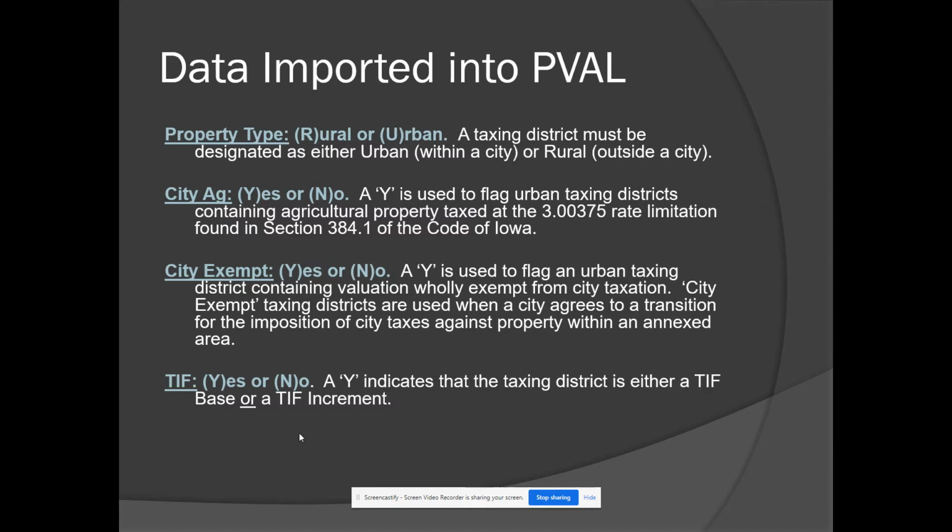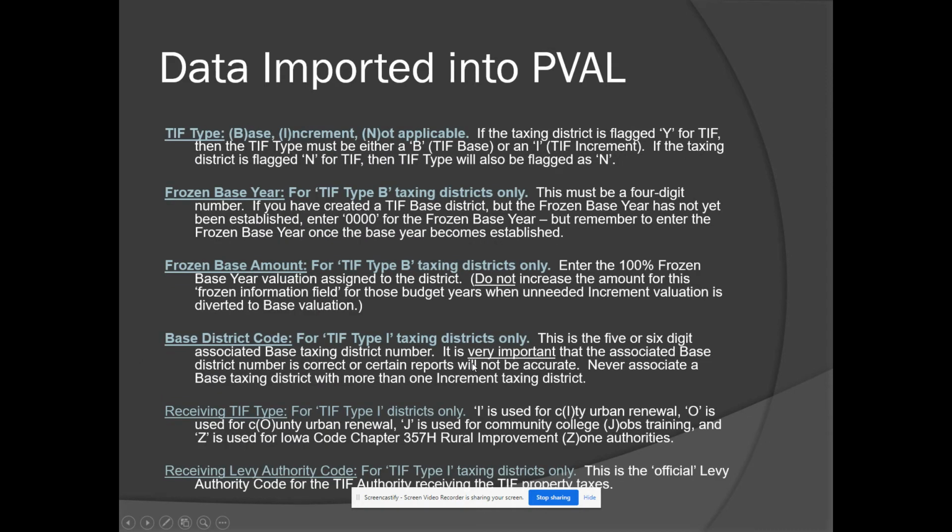You're going to report city exempt, yes or no. A city exempt tax district is when the city agrees to a transition for the imposition of city taxes against property within an annexed area. So you very well may not have any of these, but occasionally you will, and it's just something to be aware of. TIF, yes or no, and if it's a yes, then it's going to be either a base or an increment. So if the TIF is flagged as a no, then the TIF type is also no. But if the TIF is yes, then it's either a base or an increment.